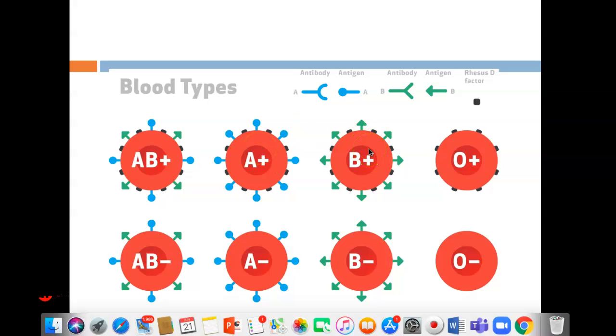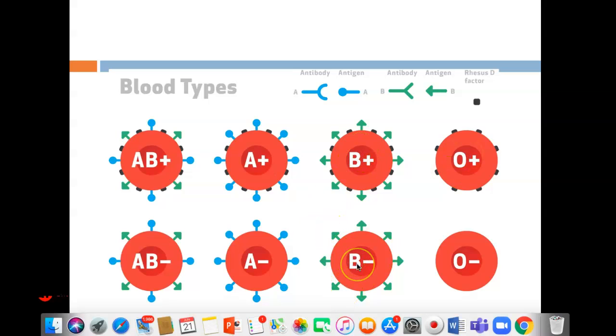So B positive, what could a B positive person, who could they get it from? They can't get blood from anyone that has an A antigen. So any of these ones that have blue on it, a B positive person couldn't get blood from that person. They could get blood from O negative, O positive, B negative, and other B positives.